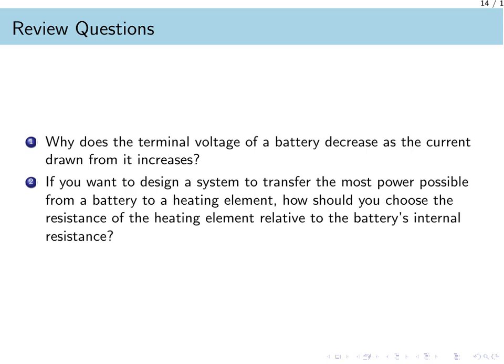To conclude, consider these two review questions to test your understanding. First, based on the relationship between terminal voltage and internal resistance, can you explain exactly why the voltage at the terminals drops as you draw more current? Second, if you were tasked with designing a high-power heating system, what specific relationship should you aim for between the resistance of the heating element and the internal resistance of your power source to ensure the maximum possible energy transfer? Reflecting on these will help solidify the concepts of EMF and circuit efficiency.